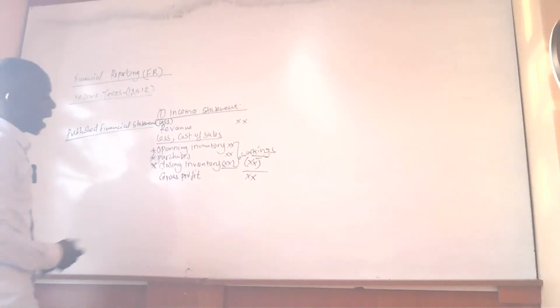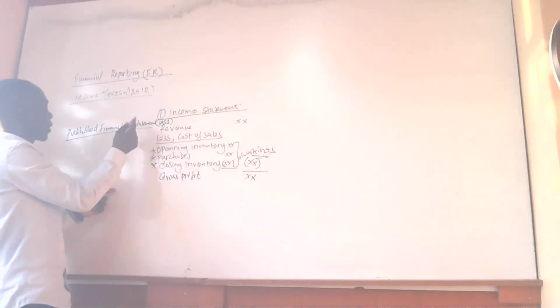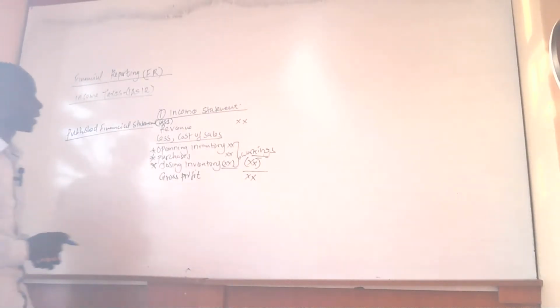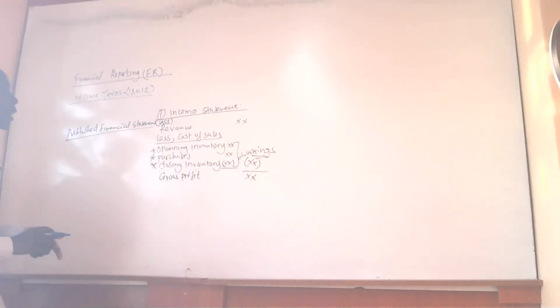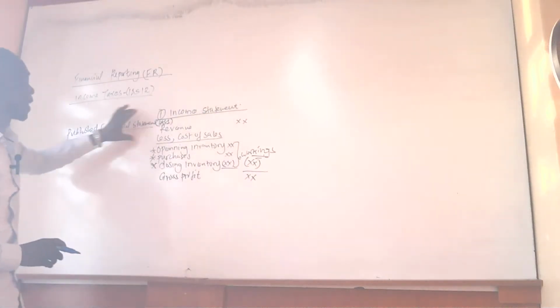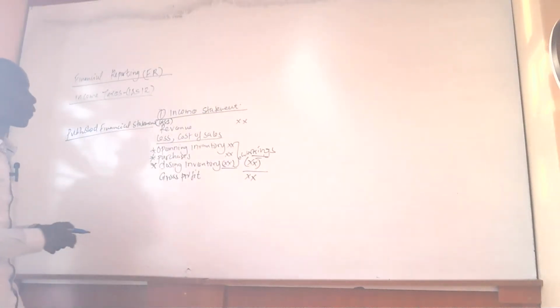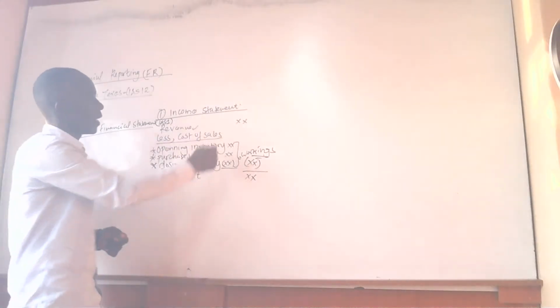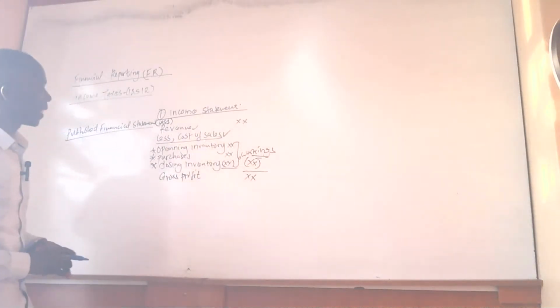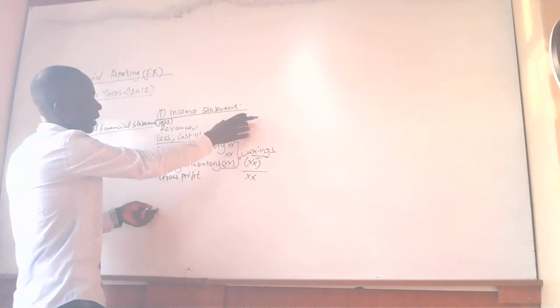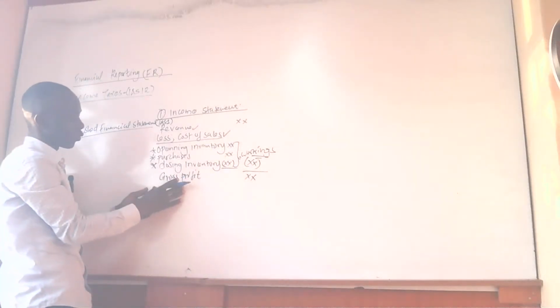Also, under the expenses, when we talk about the published financial statement, when you are presenting your income statement in published format, you will find that we have the revenue, then we have the cost of sales, and from there, when you take the revenue and raise the cost of sale, you get the gross profit.